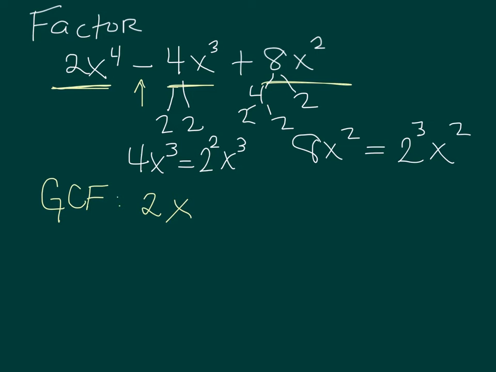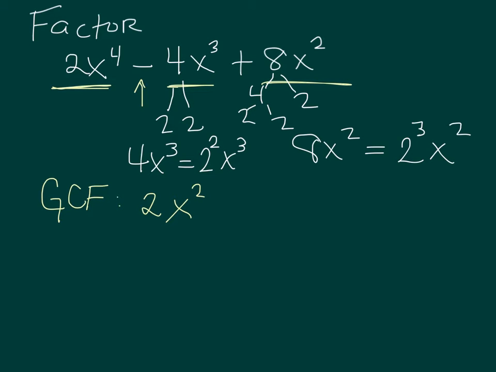X has a similar idea. I've got x to the 4th, x to the 3rd. X to the 3rd is included in x to the 4th, right? And then I've got x squared. X squared is included in x to the 3rd. So the biggest thing that I can put in, the biggest thing they have in common is x squared. So that's my GCF, x squared.